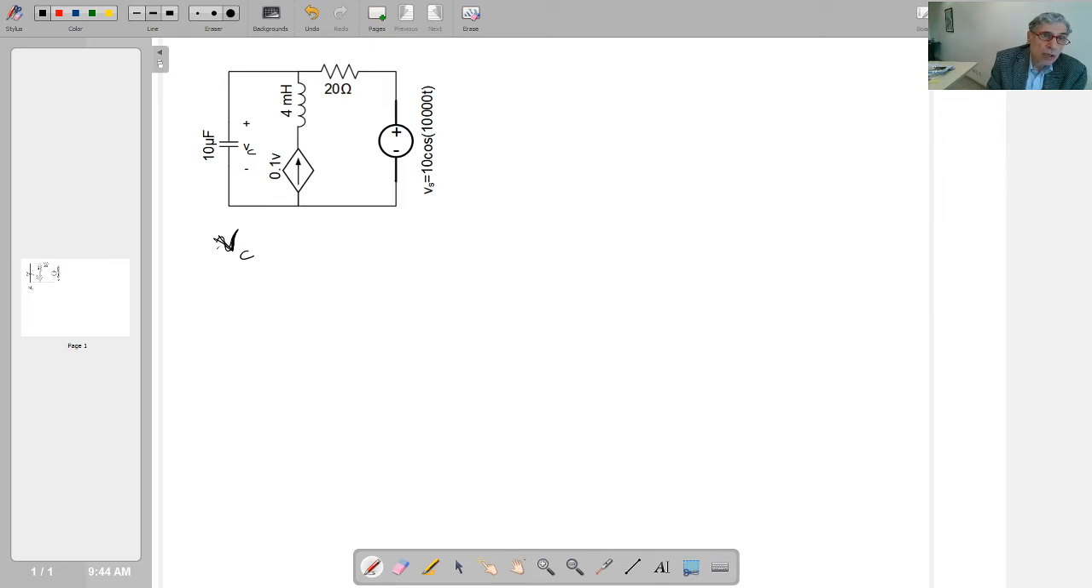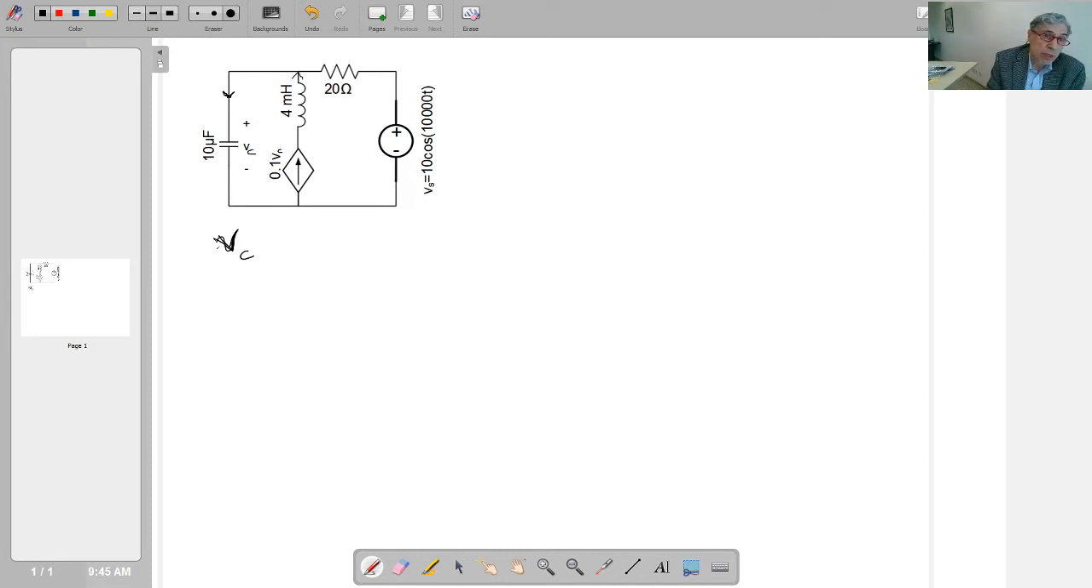The current reference we choose for the capacitor should be according to passive sign convention. So it's going to be downwards, because the capacitor voltage reference is given. While I'm choosing the inductor current reference, I'm going to choose it as upwards. I'll explain why. This current here is a voltage controlled dependent current source. This dependent current source current is controlled by this voltage, which is the capacitor voltage.